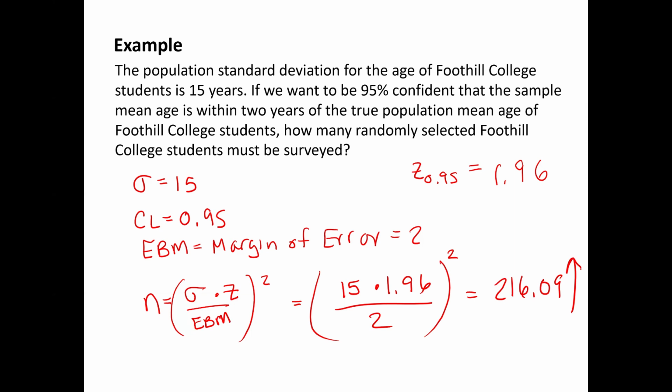Always round up. Doesn't matter if you've got decimal places to the right, you round it up to the next whole number. So 216.09, we round up to 217. So your sample size should be 217 students if you want to be within 2 for your margin of error.